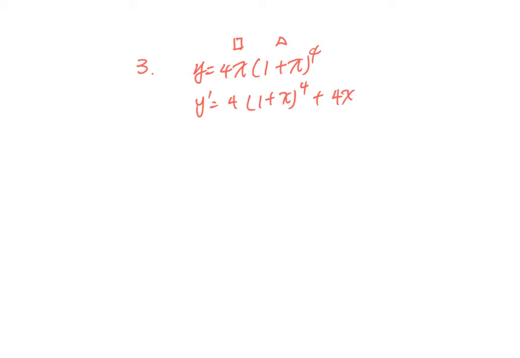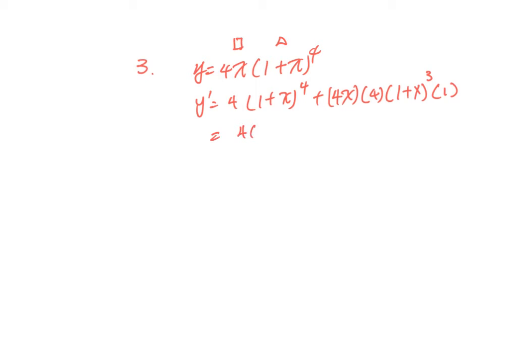Let's get rid of that. Number 3, y equals 4x(1 plus x) to the fourth. Now you have a product rule, so we're going to take the derivative of the first one and leave the second one alone, add it, and leave the first one alone, then take the derivative of the second. Bring down the power, and then you can use the chain rule. Inside the parentheses is 1 plus x. That derivative is just 1, so it makes no difference.